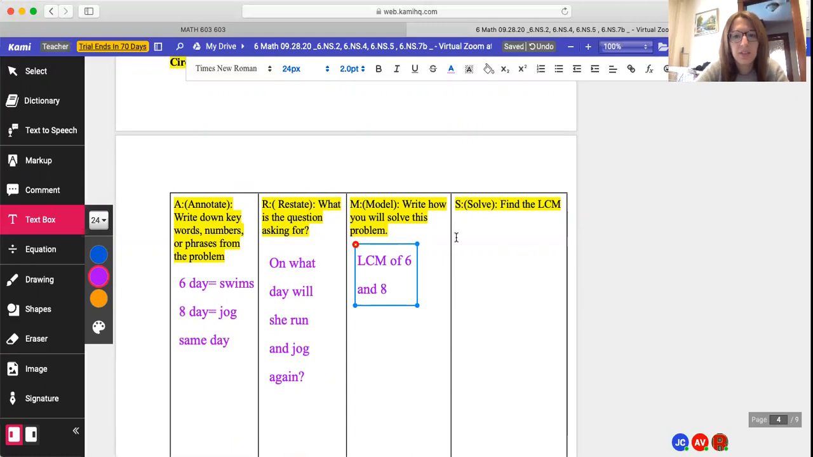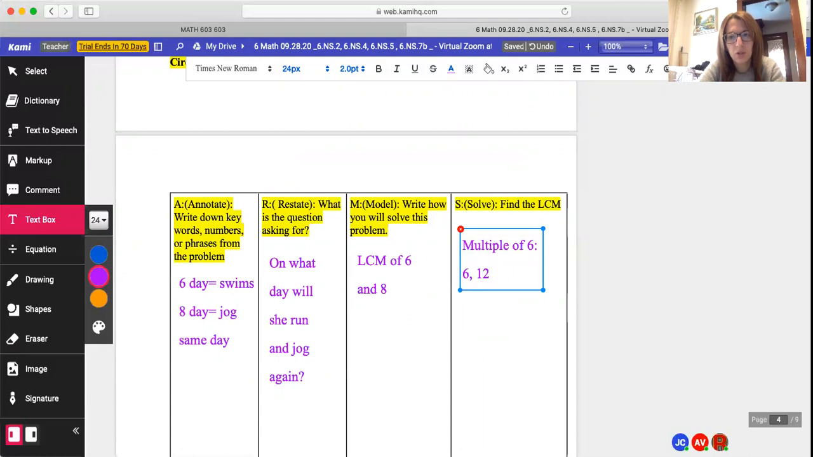To find the LCM, we're going to skip count, which means we're going to write the multiples of 6 and 8. Multiples of 6. So we're going to skip count. 6 times 1, 6. 6 times 2, 12. 6 times 3, 18. 6 times 4, 24. And 6 times 5, I'm going to stop here at 30.